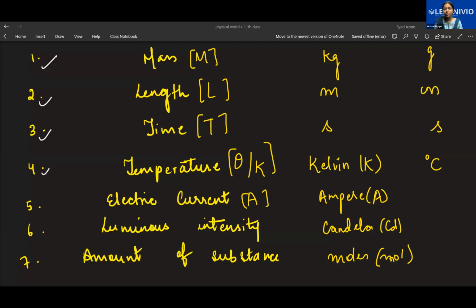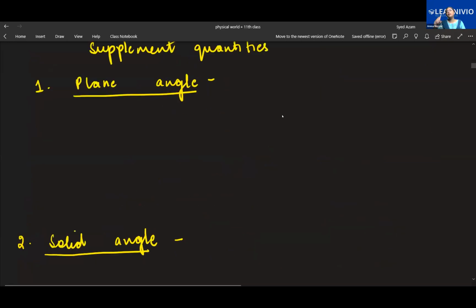Okay, let's move forward. Now both of you have already completed. The two supplementary quantities are very easy. When we say supplementary, it means something additional to your listed values. You are already familiar with one of them, that is angle, the plane angle. These are the supplementary quantities: plane angle.